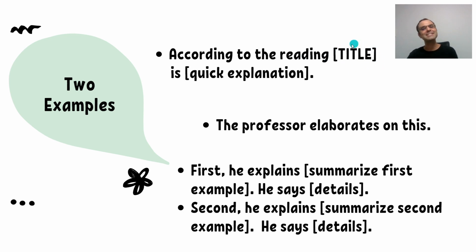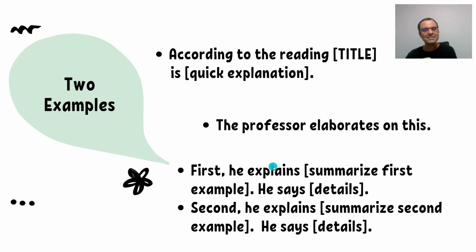Now, the reading always has a title. So in one of the samples from ETS, the title is Flagship Species. So you're going to say, according to the reading, flagship species is or are, and then you're going to have a quick explanation of what that means, and you're getting that from the reading. And that's, again, going to take like 10 or 15 seconds, not too much. After that, you have a transitional sentence. The professor elaborates on this. And then you're going to state the two examples from the listening, from the lecture.